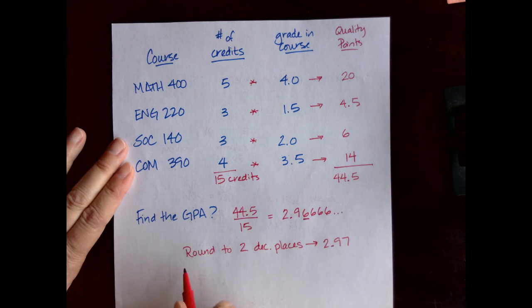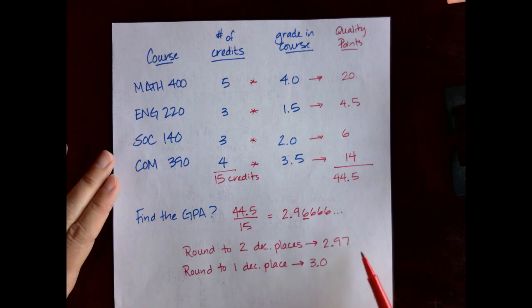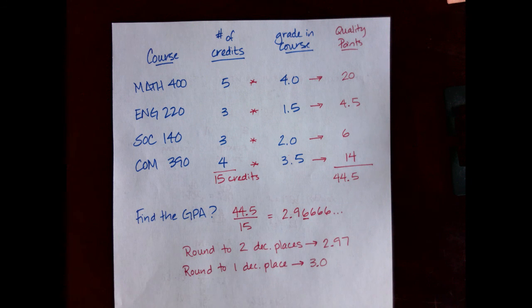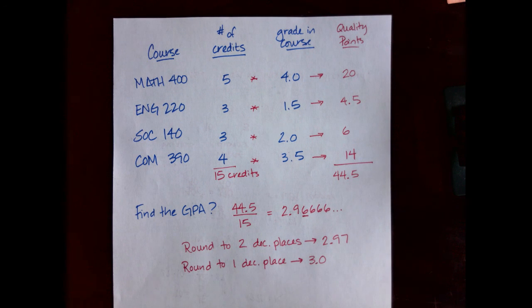If you were asked to round to the nearest 10th or to 1 decimal place, that would be 2.9, but the 6 would bump us up to 3.0. I like the 2.97 version better myself, but watch your instructions on whether you should round to the nearest 10th or to the nearest 100th or whatever number of decimal places they ask you for. This is how you can calculate a GPA.